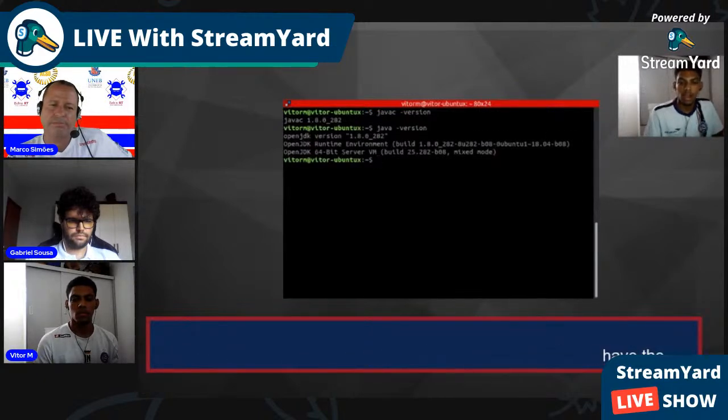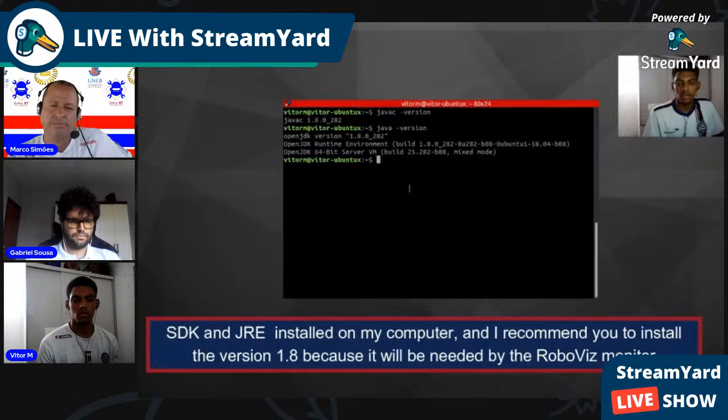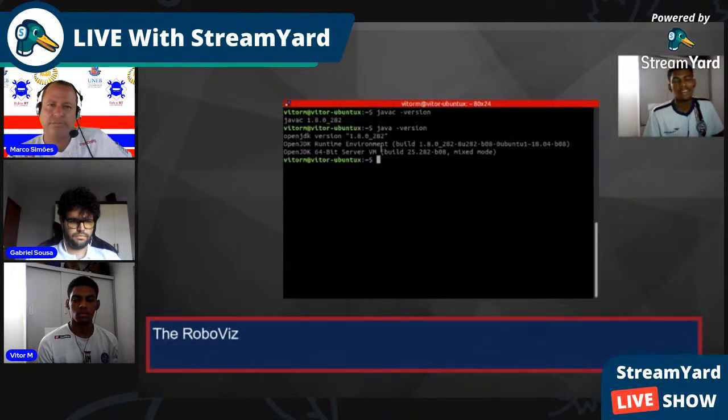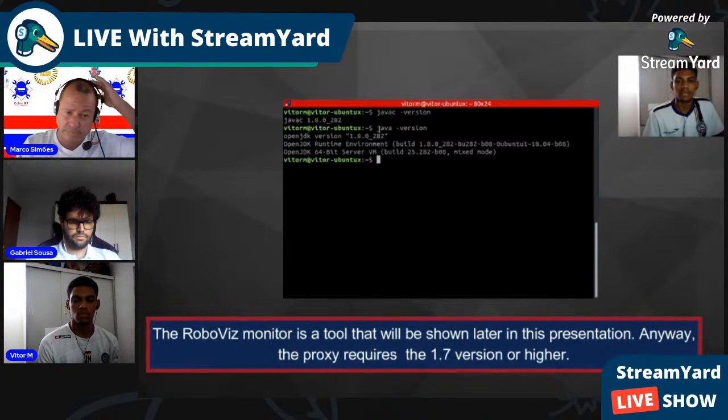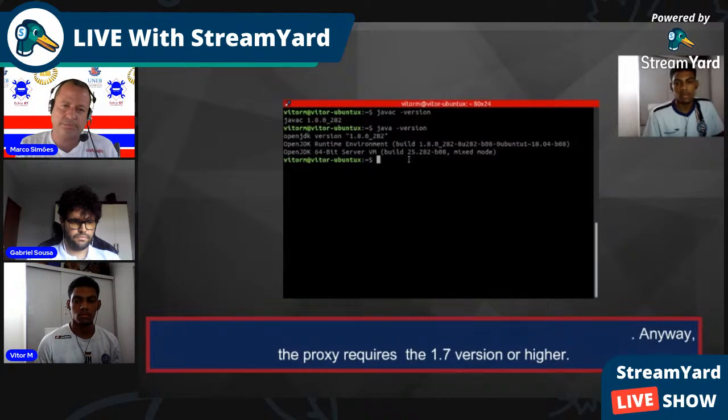And as you can see, I have the SDK and JRE installed on my computer, and I recommend you install version 1.8 because it will be needed for the RoboViz Monitor, a tool that will be shown later in this presentation. Anyway, the proxy requires version 1.7 or superior.